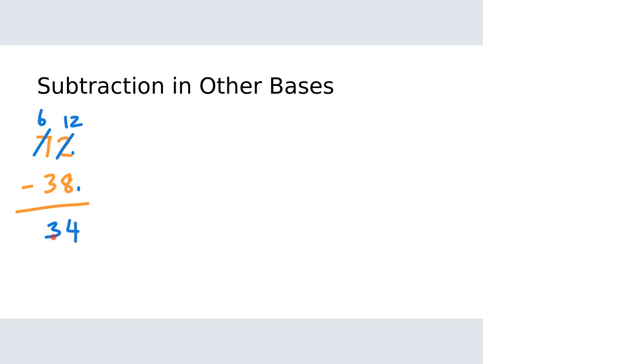Okay, so let's see what this looks like if we're working in a different base, like 41 base 5 minus 23 base 5. Okay, so I'm working in a base 5 system. So the only numbers I have are 0, 1, 2, 3, and 4. That's it. That's all I've got. And I need to figure out how to subtract these. Well, the normal approach for subtraction is to look in the ones. 1 minus 3. Well, I can't do 1 minus 3. So I'm going to have to borrow.